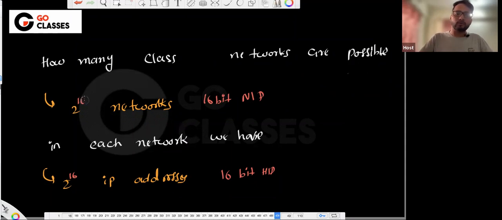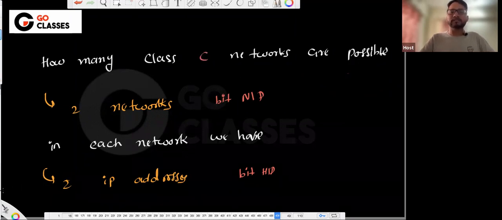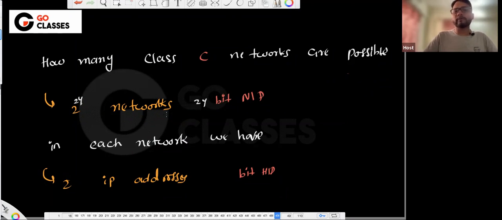Now, let's move to class C. For class C, how many networks are possible? Since 24 bits are available for the network ID, 2 power 24 networks are possible, and 8 bits are available for the host ID, so 2 power 8 IP addresses are possible, which is just 256.